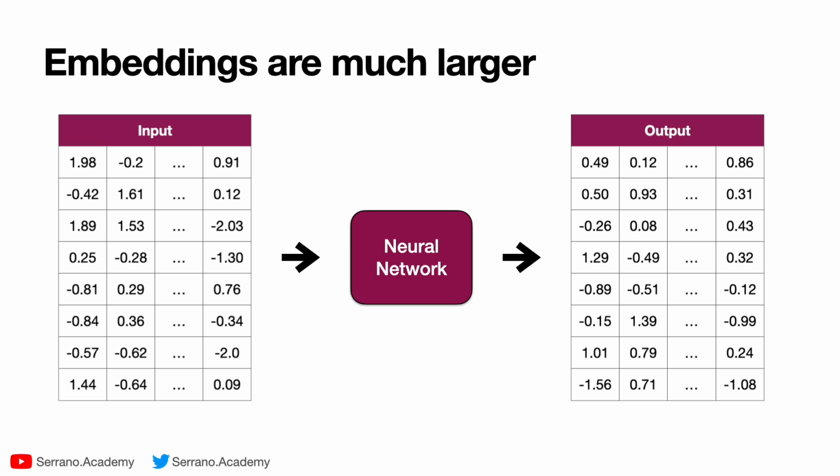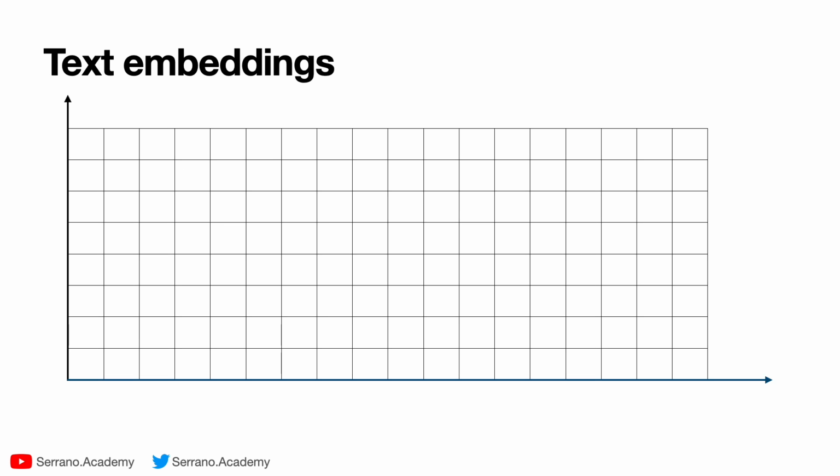Now, the picture is a little more complicated, but not very much, because in reality, text embeddings are a lot more powerful than just for words. They can actually take entire sentences or longer pieces of text and map them into coordinates.